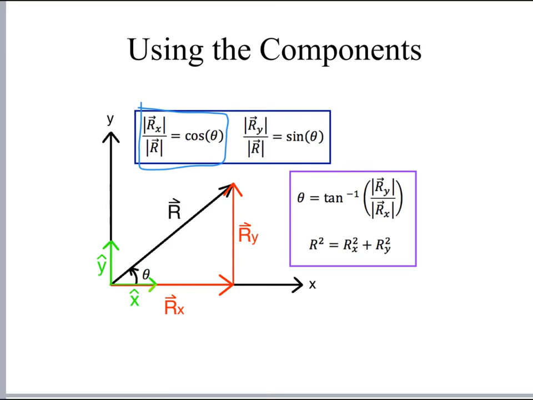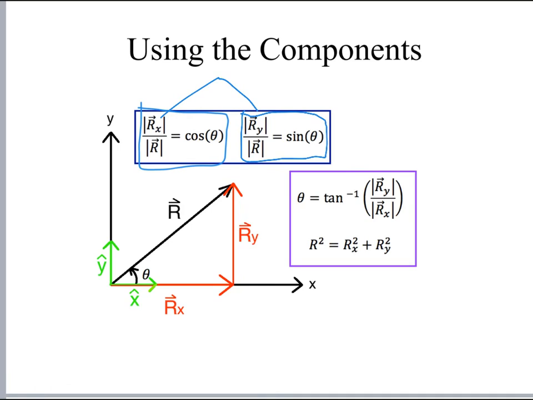Now, if I look at the opposite side of the angle, Ry, I know that the opposite over the hypotenuse is equal to the sine of theta. And so that equation here links up the y component with the original vector r. And so if I know the angle theta and I know the length of the original vector, I can figure out what the two components Rx and Ry are.